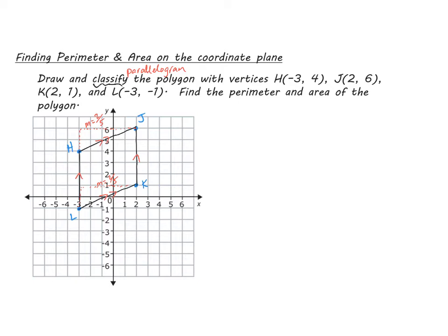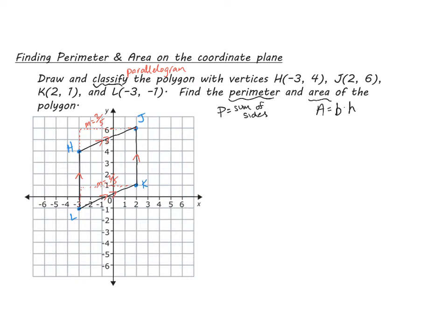So that means the formula I'm going to use to find the area is the area formula for a parallelogram. Area equals base times height. And for the perimeter, we'll just add up all the sides together, the sum of the sides. Cool. So let's find the perimeter first.